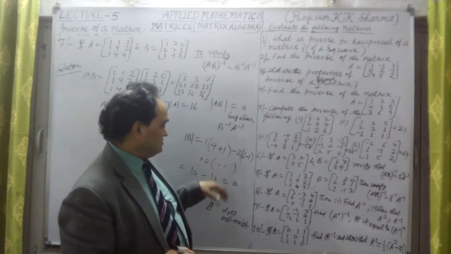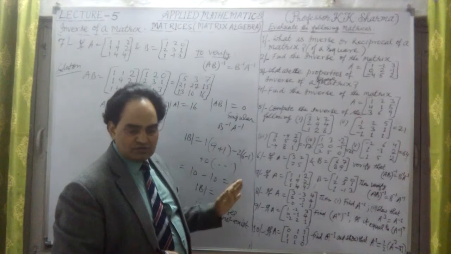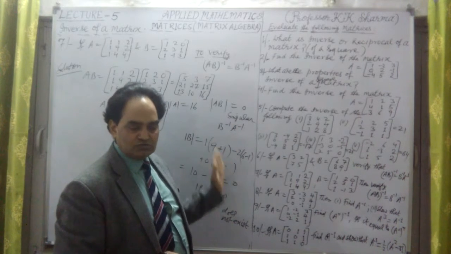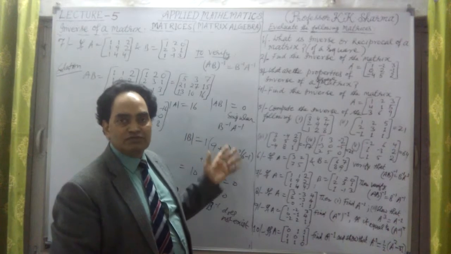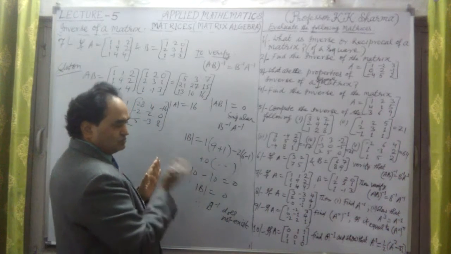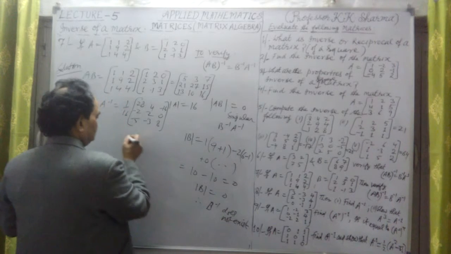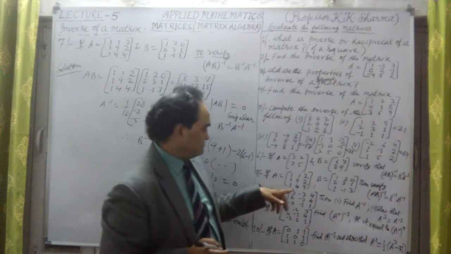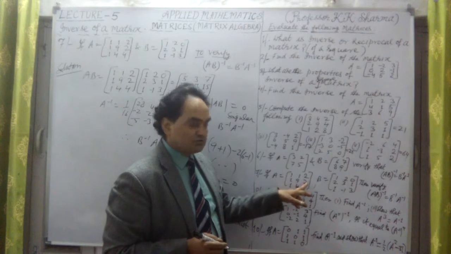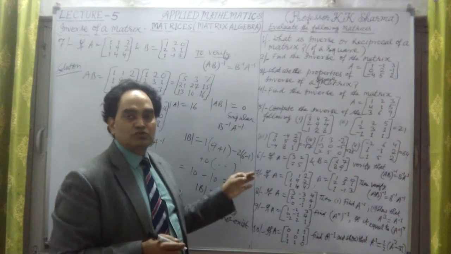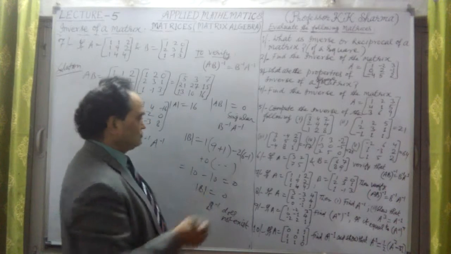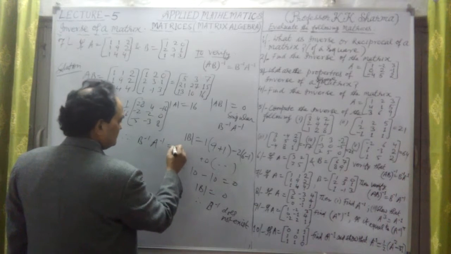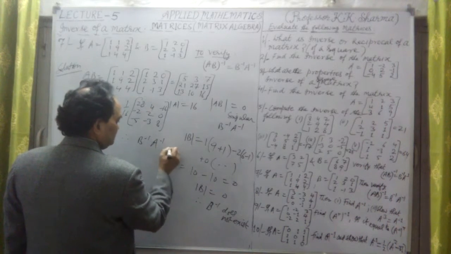because B inverse is the adjoint of B upon the determinant of B. The determinant of B is coming 0. Something upon 0 is infinity, not defined. Therefore, if I multiply this infinity value with any number, that becomes infinity. Therefore, for B inverse and A inverse: by mistake, I took 2 in place of 3. Only because of this 2 value, the inverse doesn't exist. Therefore, B inverse A inverse does not exist.